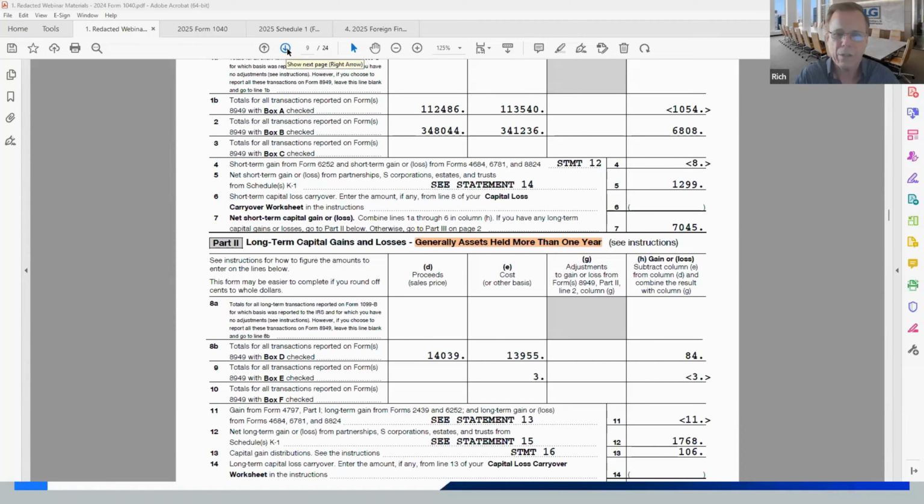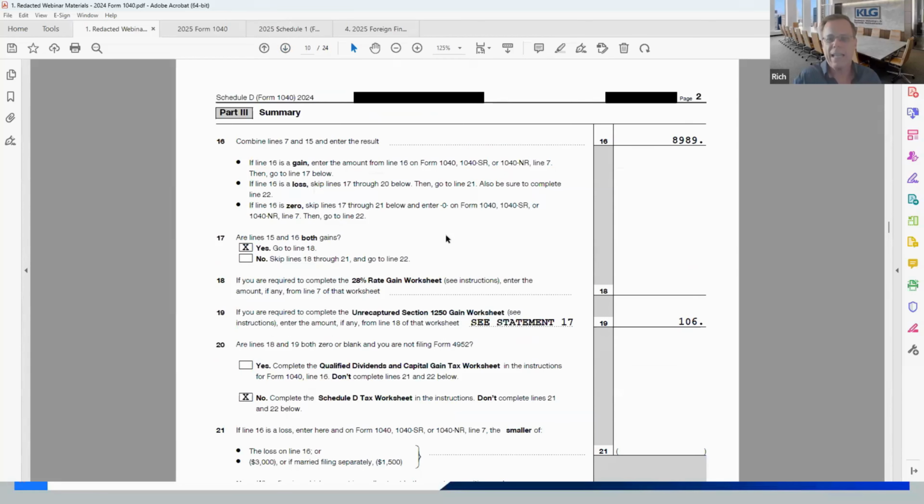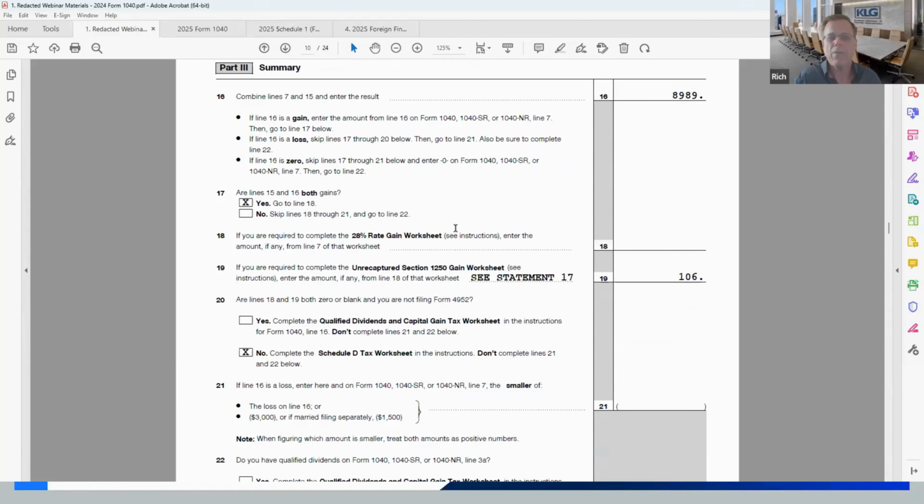So on this return, you'll see the total on line 7, the net short-term gains from their selling of stocks, etc., was $7,000. That gets combined with the long-term capital gains on line 15, as it's held more than 1 year, of $1,900. So if you go to the next page, Lou, you'll see that they had $8,900 of capital gains.